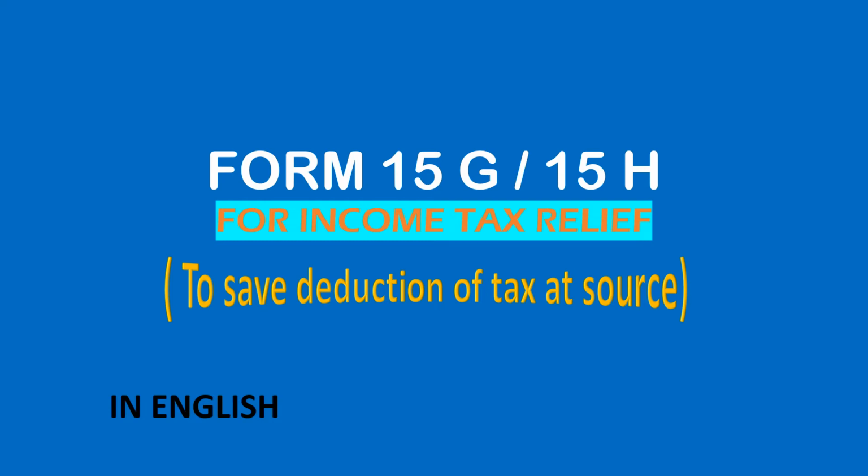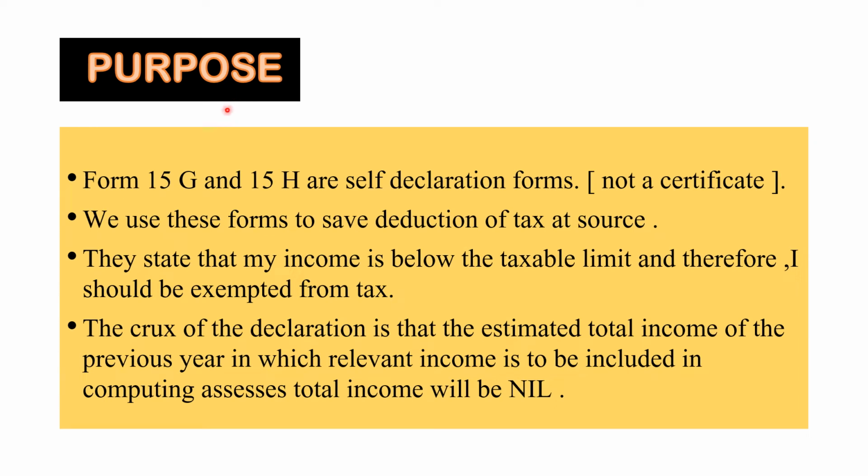Today we shall be discussing Form 15G and 15H. These are the forms for income tax relief to save the deduction of tax at source. First of all, Form 15G and 15H are self-declaration forms. We fill the form and declare it ourselves. This 15G and 15H is not a certificate. We use these forms to save the deduction of tax at source.